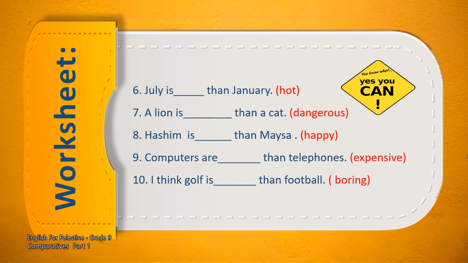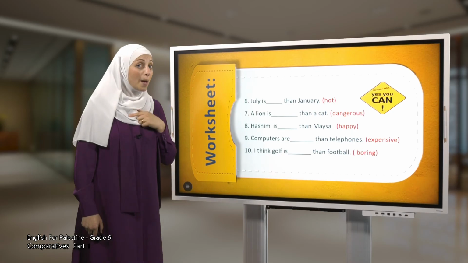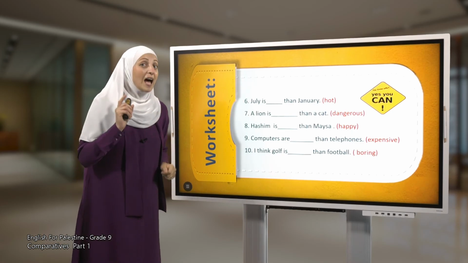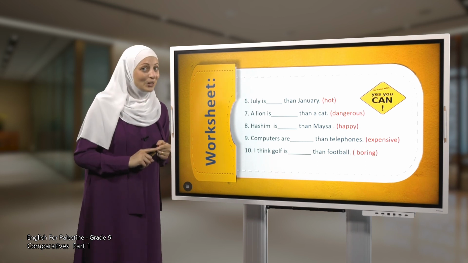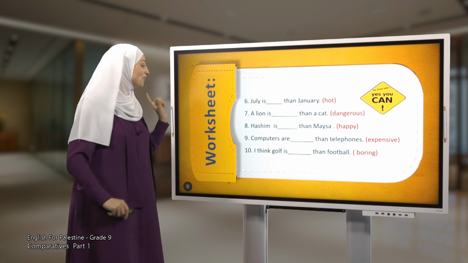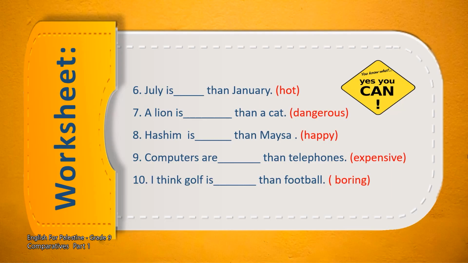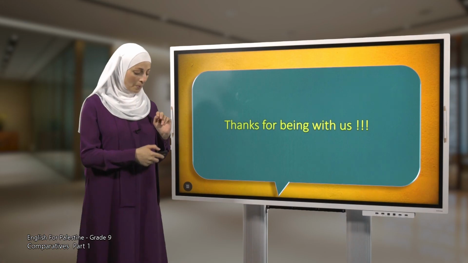dangerous. Number 8, Hashim is than Maisa, happy. Be careful, happy ends with Y. What should you do before adding ER? Remember. Number 9, computers are than telephones, expensive. Number 10, I think golf is than football, boring.